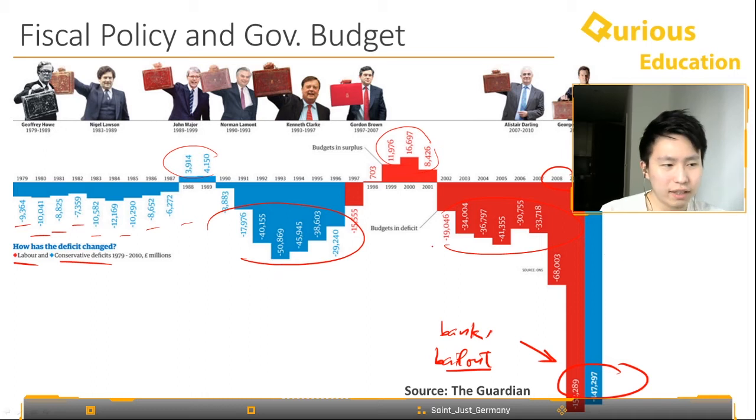In general, we would think that the Labour Party would spend more money on benefits, whereas the Conservative Party might spend less. But we can see the Conservative Party tends to run a lot of budget deficit as well, because spending money would tend to win you votes, and nobody wants a government that raises taxes. So you won't be very popular if you raise taxes every time you get into office.